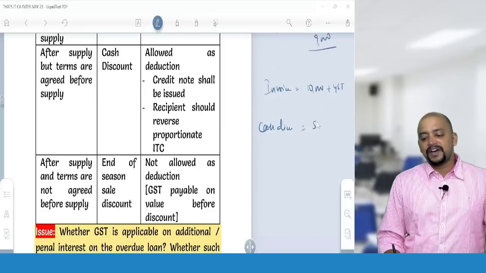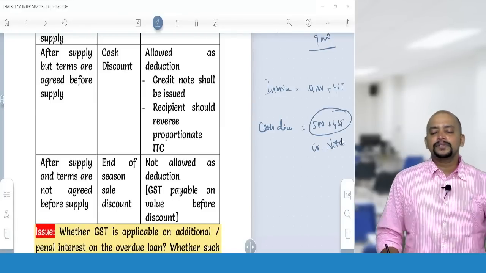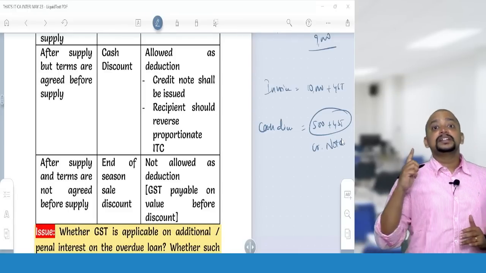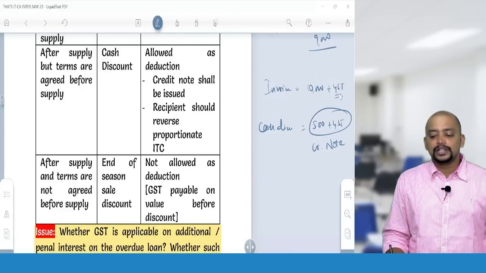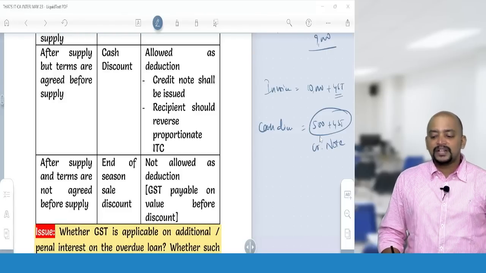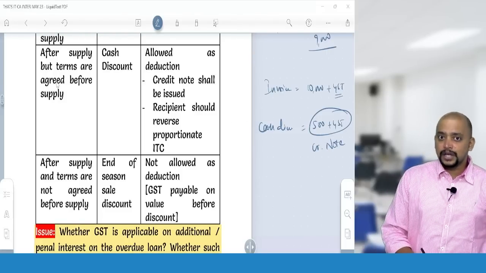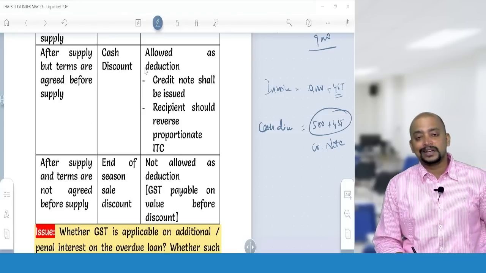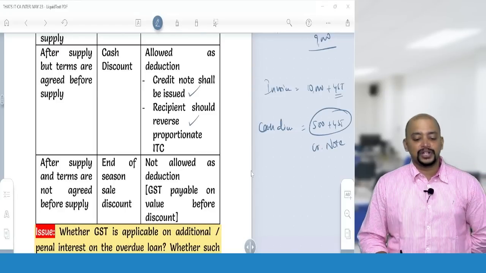that is say 500 plus GST. Now for this 500 plus GST, we can give a credit note. Because of giving credit note, what happens? The liability of the supplier will come down, but the recipient has to reverse the ITC. Because the recipient would have taken ITC on the basis of this invoice. But we are reducing that. So therefore he needs to reverse the ITC. So discount given after supply, but terms are agreed before or at the time of supply, allowed as deduction, provided a credit note is issued. Recipient should reverse the proportionate ITC.